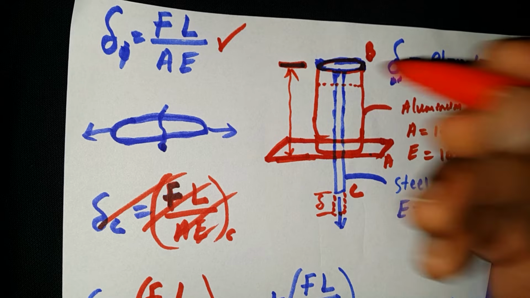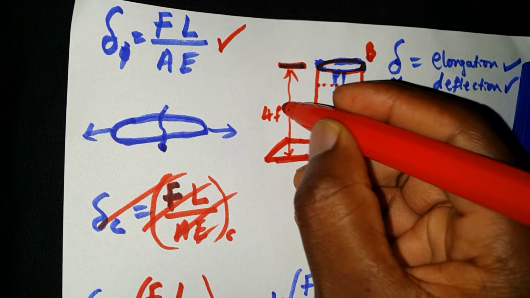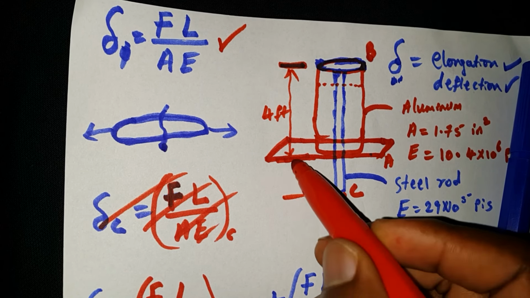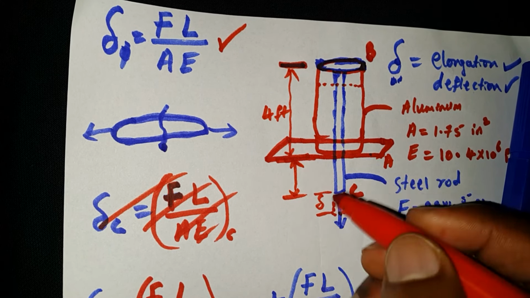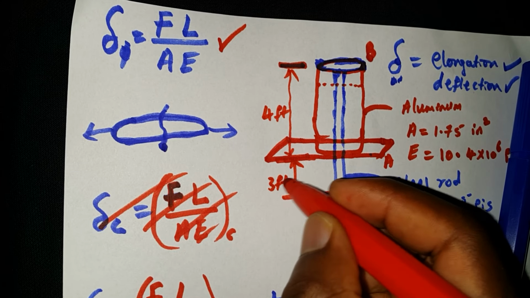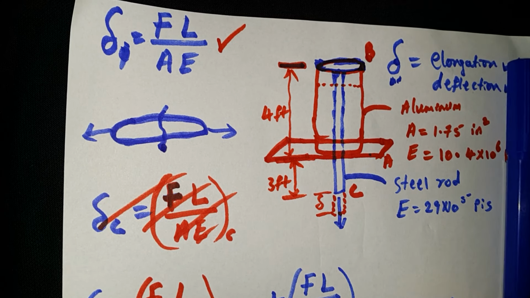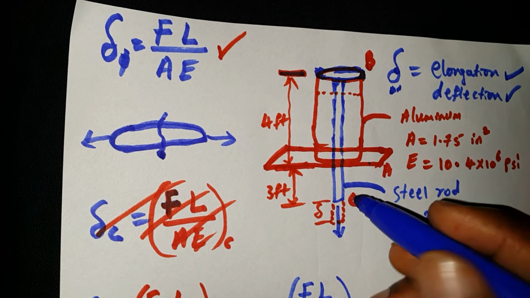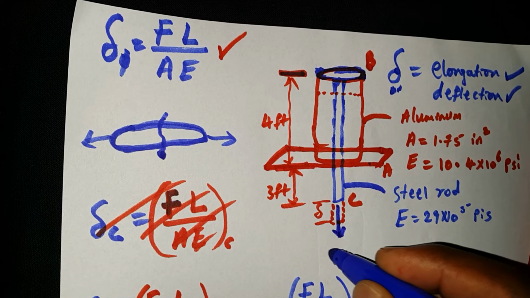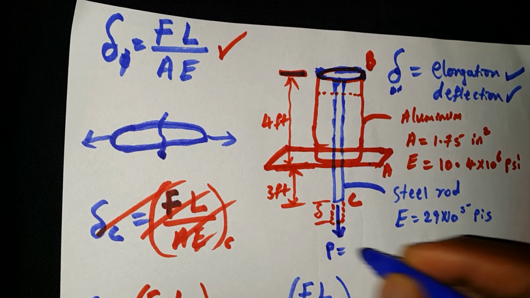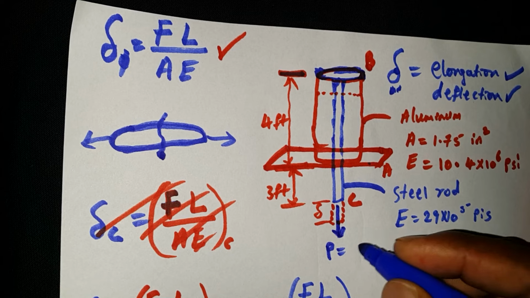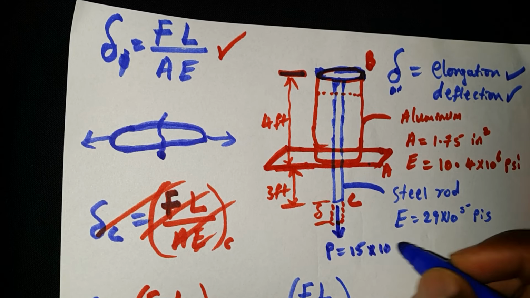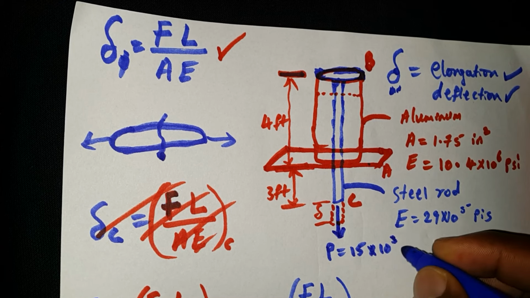Let's say the length is 4 feet, and the length from here to here, let's say it's 3 feet. Okay, now this is P. This is P, and we know that, let's say that P is 15 times 10 to the 3 lb.